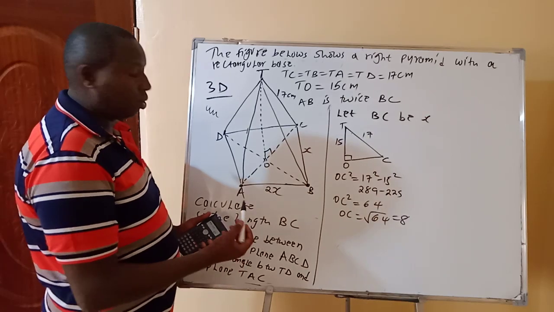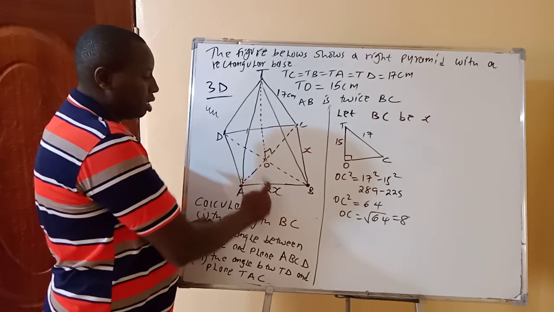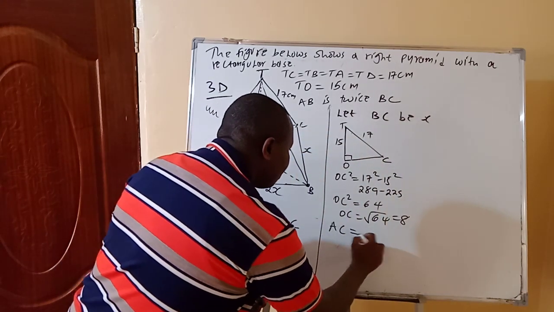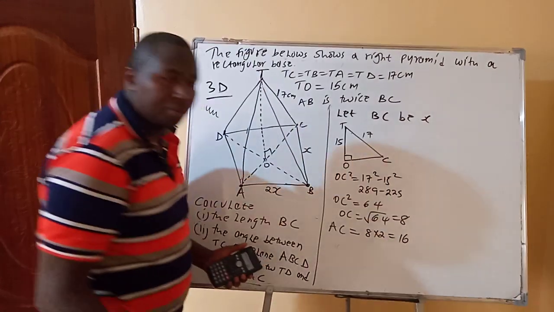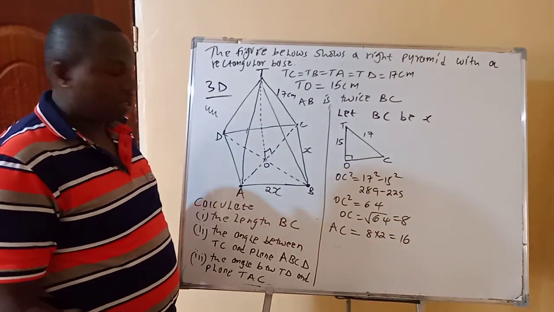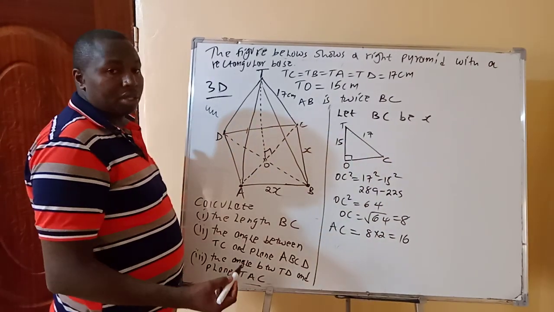So what is the diagonal? The length of the diagonal from A to C: this is 8, and this is also 8. So AC is equal to 8 times 2, which is 16. Therefore, the length of the diagonal AC is 16 centimeters.